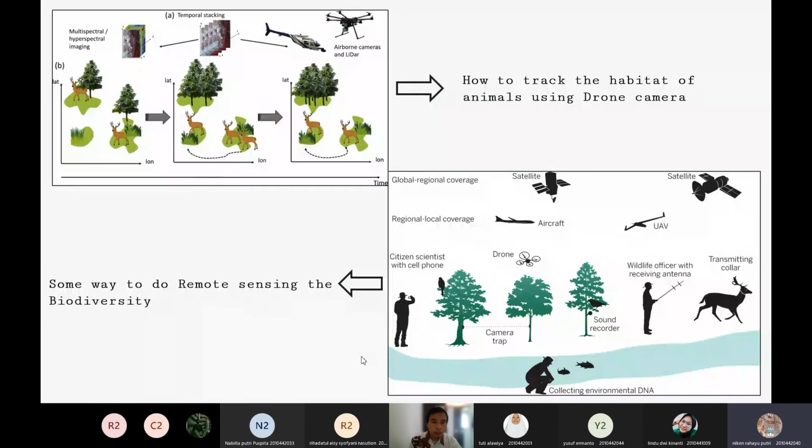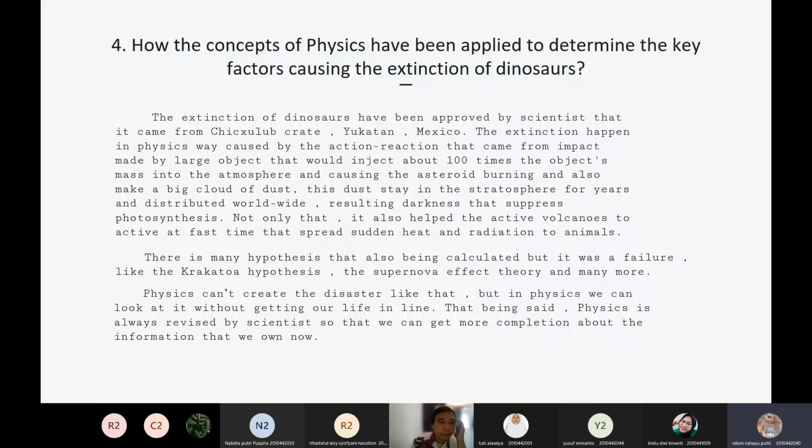Okay, some ways of remote sensing biodiversity. And next, how to track the habitat of the animal using a drone camera. The next slide. Four: how the concepts of physics have been applied to determine the key factors causing the extinction of dinosaurs.